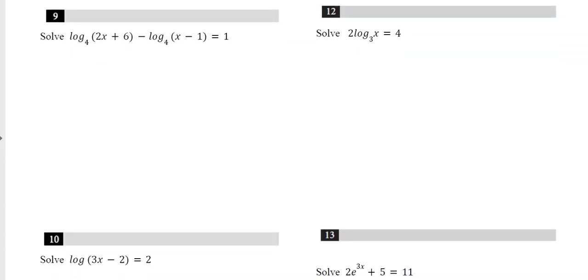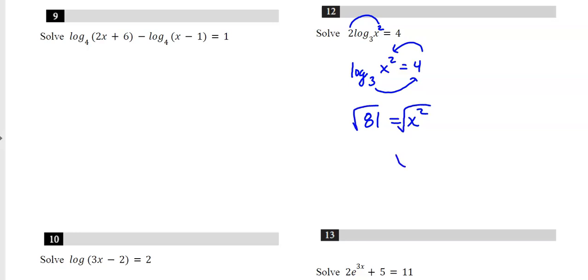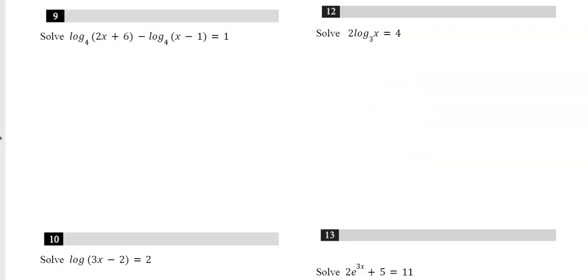Number 12 says, if you have a log equation, you're allowed to either put the power in the front or put the front up to a power. So I could rewrite that as log base 3 of x squared is 4. And now we just use the exponential form. 3 to the 4th power, which is 81, equals x squared. And when I square root both sides, I get x equals 9. So the correct answer there was 9.